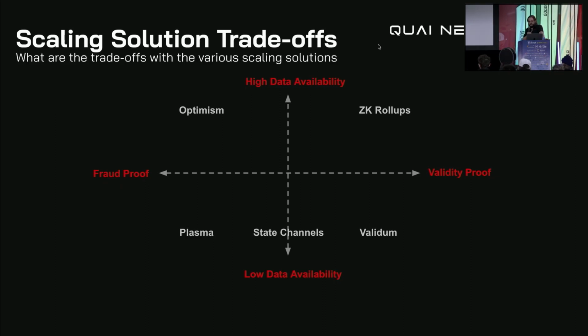So if we look at the scaling solution trade-offs, we can actually consider the scaling solutions and the trade-offs within that set of scaling solutions that I've covered really along two axes. One axis being the level of validation that is taking place, and the other axis being the level of data availability that's being provided by the scaling solution. And we can see, if we look at something like ZK rollups, we have high data availability and a high degree of validity guarantees. If we look at something like Optimism, we still have high data availability, but we have less rigorous validity guarantees. And then you can see Plasma has really neither, and Validium has low data availability but high validity.